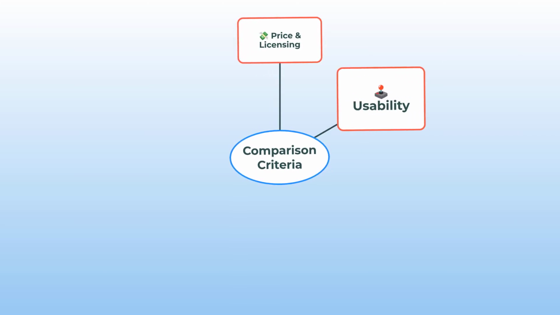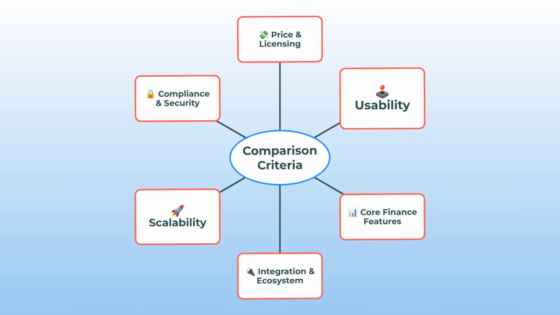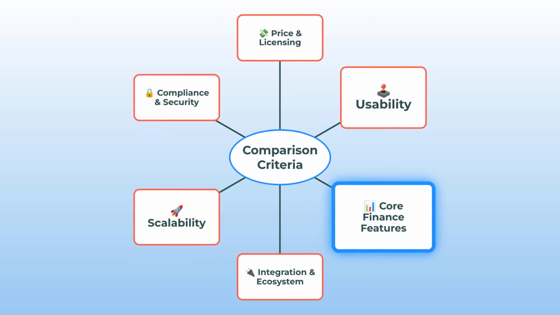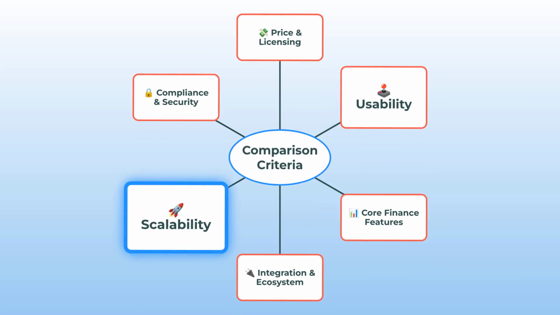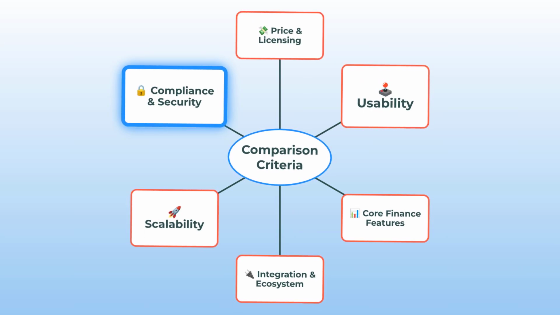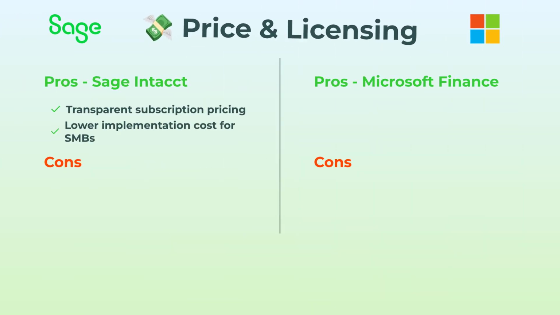Let's get into it. Okay, so real quick, here's our trusty mind map showing all the categories we're going to dive into. We'll look at things like price and licensing, usability, core finance features, integrations, scalability, and of course, compliance and security. We'll zoom into what each one actually means for you, not just what looks good on a brochure. Let's talk money first: price and licensing.